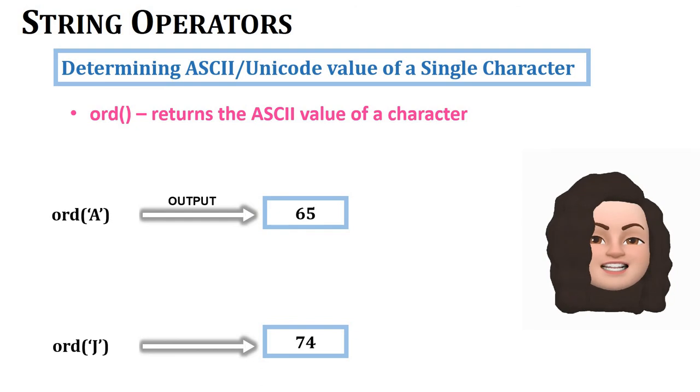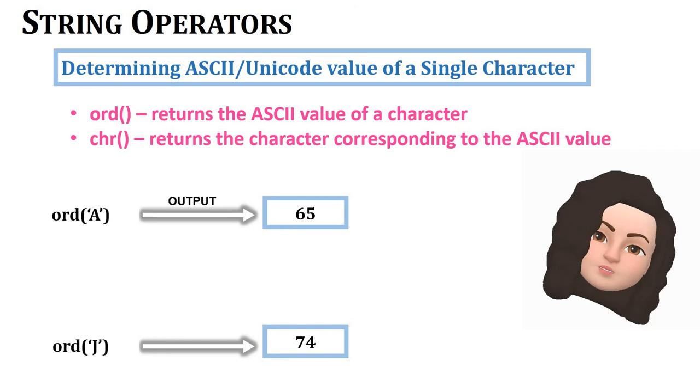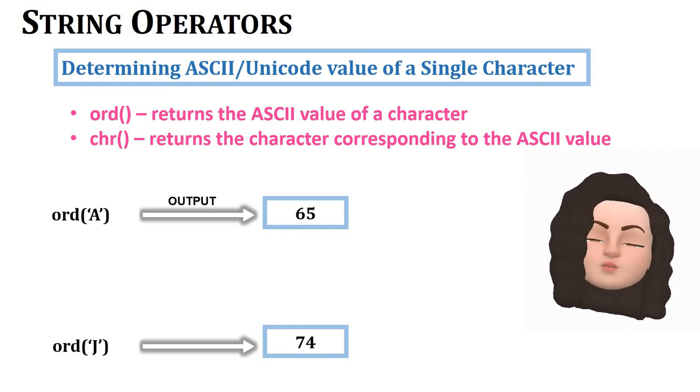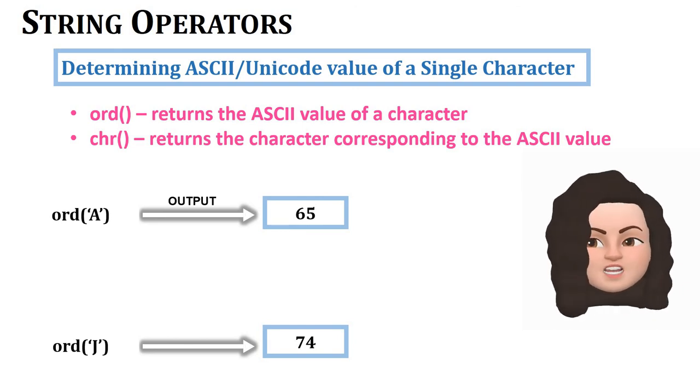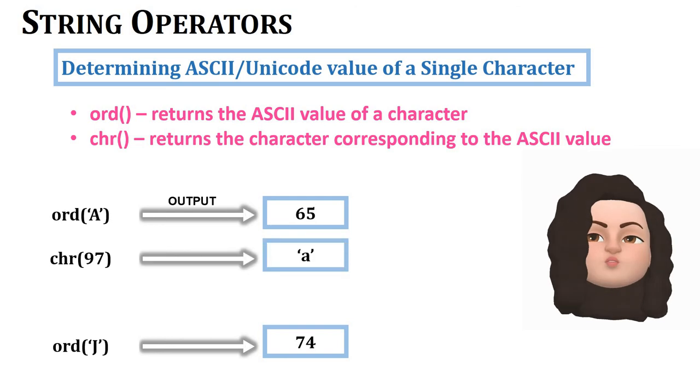Now, the next function is the chr function. This function returns the character which corresponds to the ASCII value. So, now we all know the ASCII value of the small letter a is 97. So, let's find out the corresponding character of 97 using the chr function. So, chr of 97 will give you the corresponding character of the ASCII value, which is small a, and then chr of 65. So, 65 corresponds to the character A. So, chr of 65 will return A.